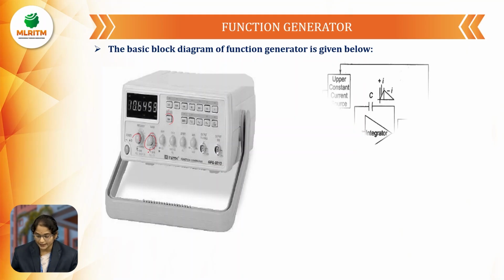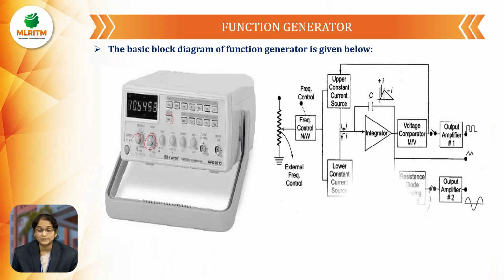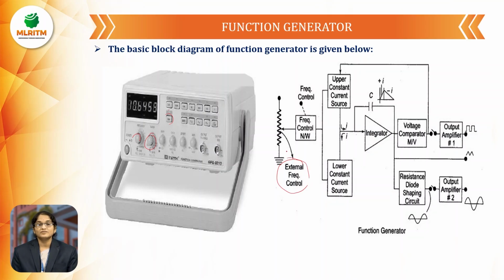This is a block diagram of how we generate different types of signals at a time in one display. Here this is the external frequency controller. Whenever we switch on the function generator, the external frequency controller is in the on state, and the total frequency is controlled here. That frequency is given to the frequency controller network.